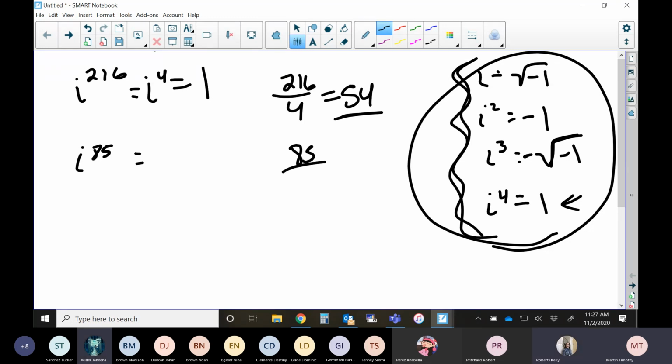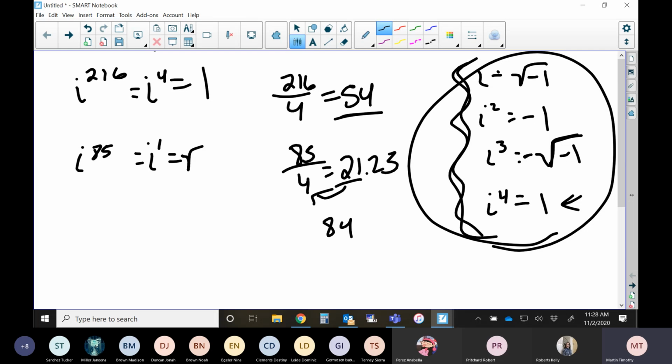Square root of -1. When you do this, you get 21.25. If you take 4 and times it by 21, you'll get to 84, which should hopefully tell you that you have a remainder 1, which is a square root of -1. Now there's another way to do this, where you don't have to multiply the 21 times the 4. You can just look at the decimal, right? What if there's a remainder 1?